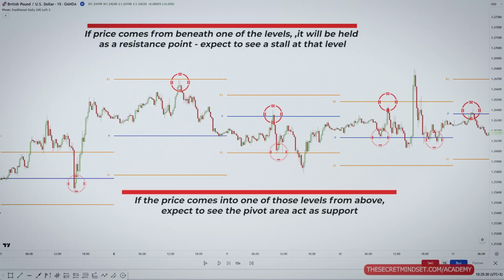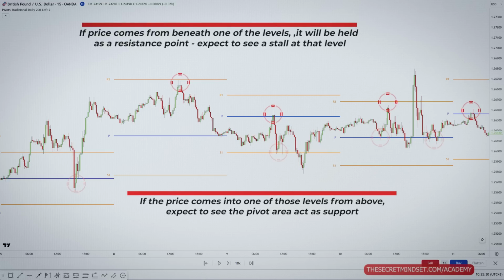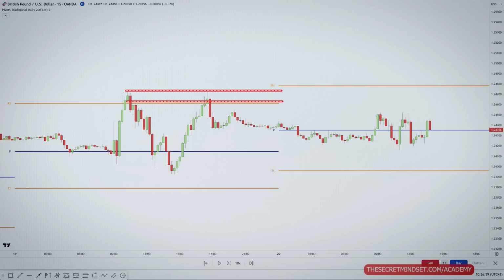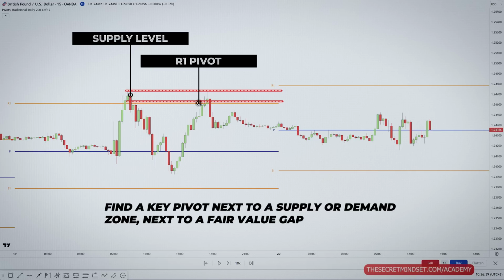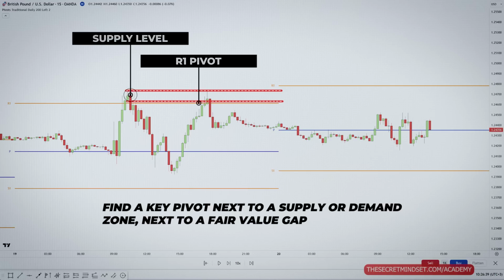If the price comes into one of those levels from above, then you expect to see the pivot area act as support. Remember, it's not enough to find a pivot point and think this is support or this is resistance, so let me get long or short here. You want to find a key pivot next to a supply or demand zone, next to a fair value gap. I know ICT traders don't use pivots, but I consider them one of the best confirmation tools you can have on your charts.